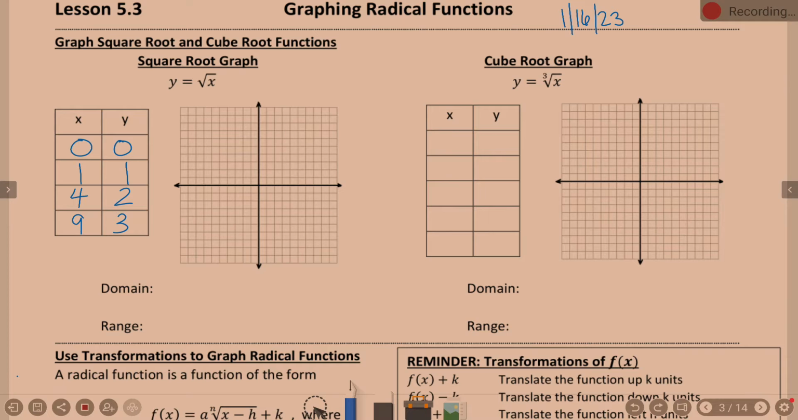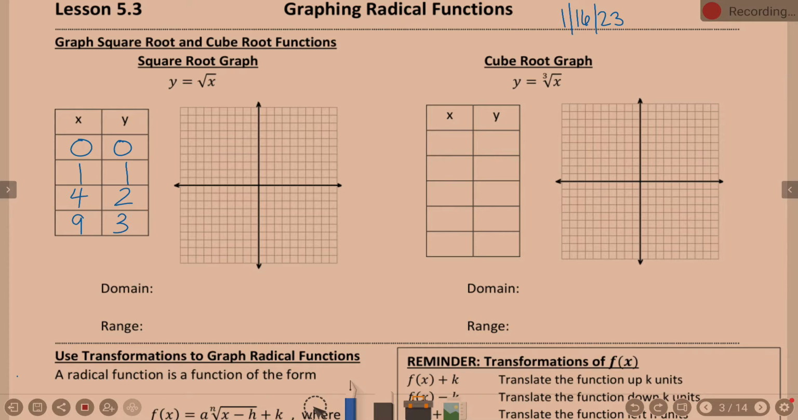Could we keep going? What would be the next number after 9 that I would put on mine? 16, because 16 is my next perfect square, right? We could say 25. We could say 36. But I stopped at nice neat 9 because I don't want to graph past 10. I'm kind of lazy like that. Or the fact that my graph only goes to 10.